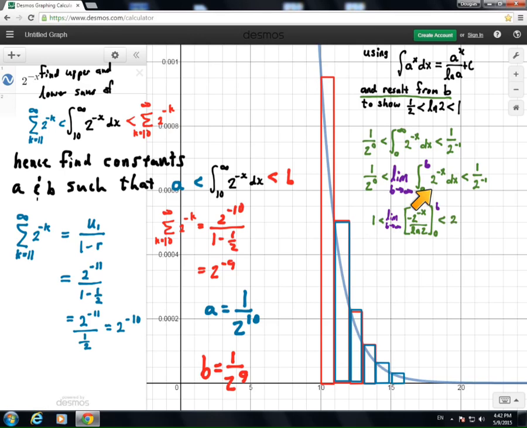To integrate 2 to the negative x, I get negative 2 to the negative x divided by the natural log of 2. We go from 0 to b, evaluate that integral for 0 and for b, and now we're going to let b approach infinity. Now if we do that, we're going to get 2 to the b, and as b goes to infinity, the denominator is going to get huge, which means the whole fraction is going to get closer and closer to 0. So my limit is 1 over the natural log of 2.